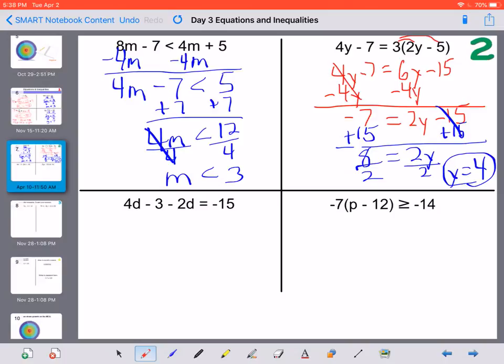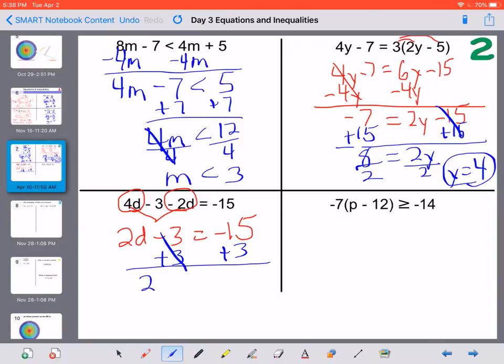Here what I see is two variables, but they're on the same side. What that means is I can combine them, combine like terms. 4d minus 2d is going to give us 2d. So 2d minus 3 equals a negative 15. Now we're going to add 3 because we're doing the opposite to get 2d equals a negative 12. Divide by 2, and d equals a negative 6.